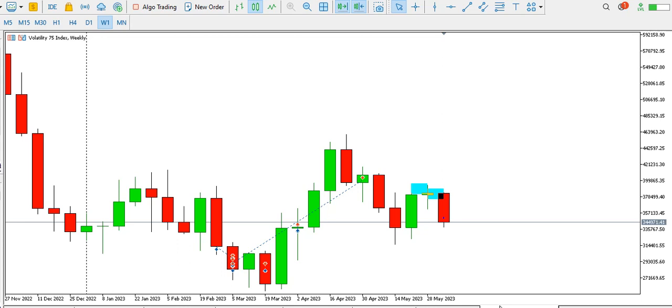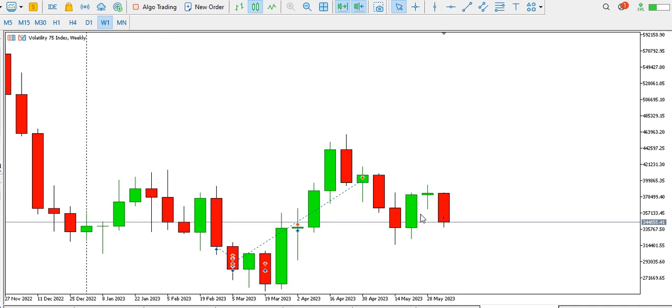Hi guys, you are welcome to another video on how to trade volatility 75 index and step index on the lower time frames. All right, before we go to the analysis on the lower time frames, let's take a look at what has happened on the higher time frames. I'm starting with volatility 75 index on the weekly time frame.